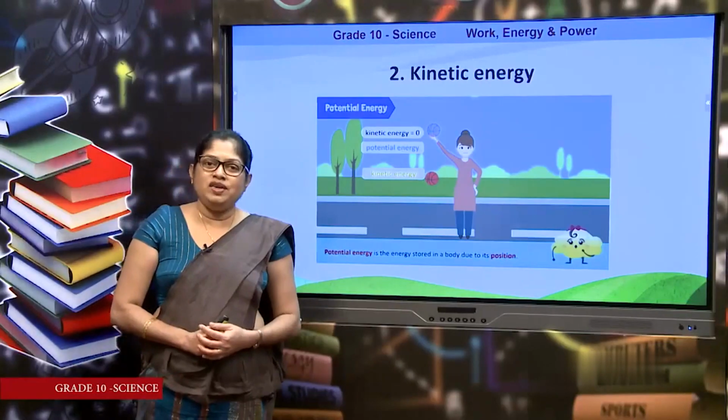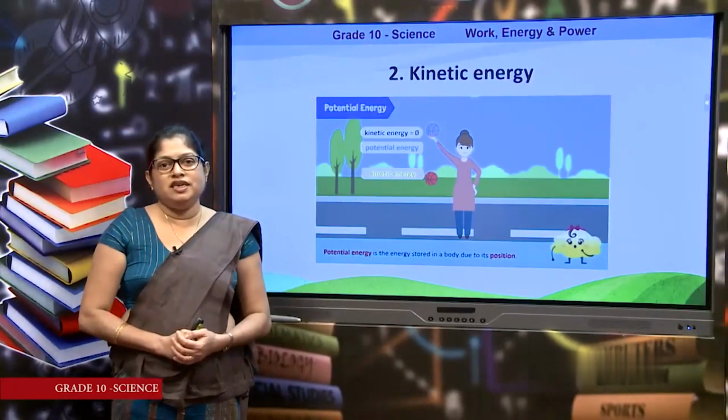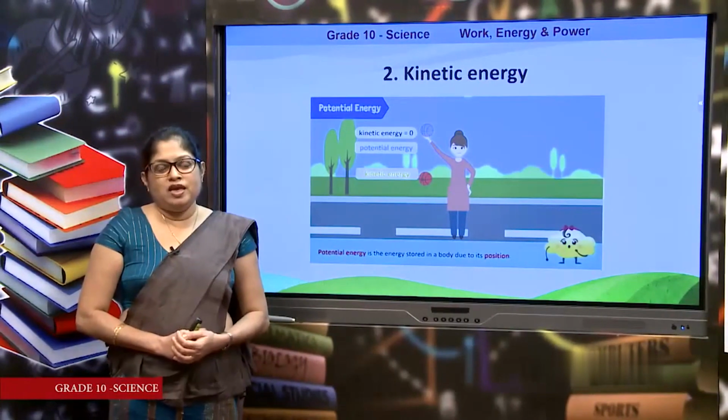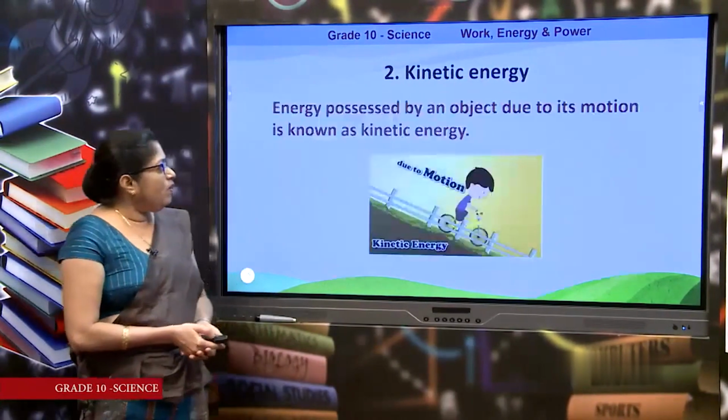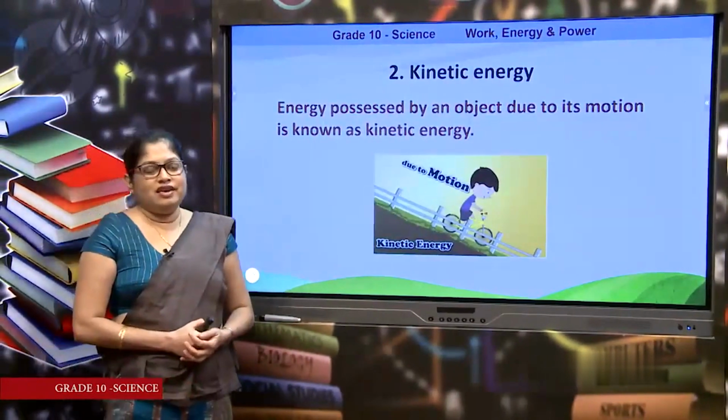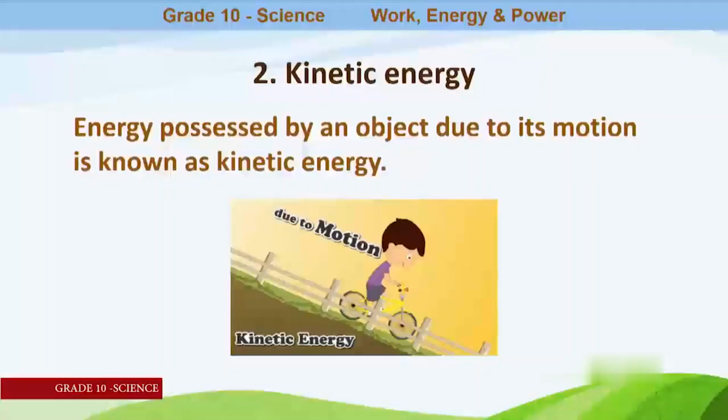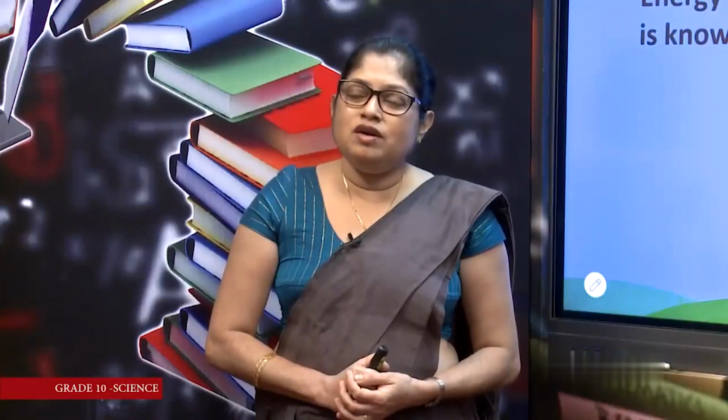I think you learned something about kinetic energy from the video. So, let us define what the kinetic energy is. Kinetic energy is energy possessed by an object due to its motion. Kinetic energy depends on two factors, mass of the object as well as velocity of the object. Now, we are going to see how these two factors affect kinetic energy.